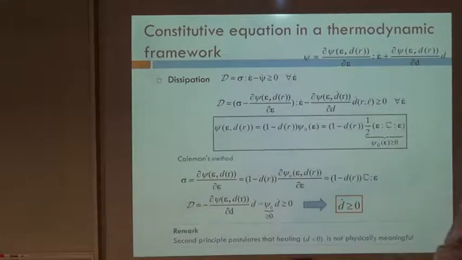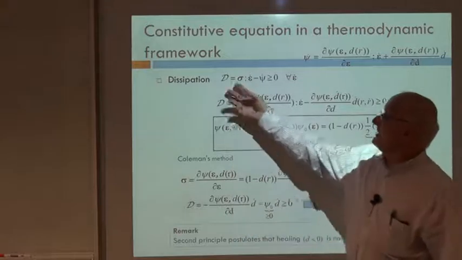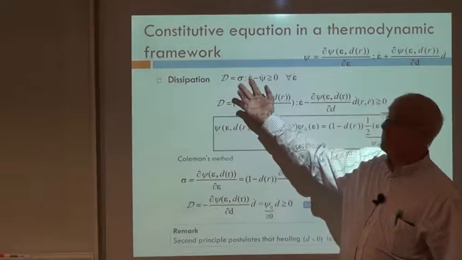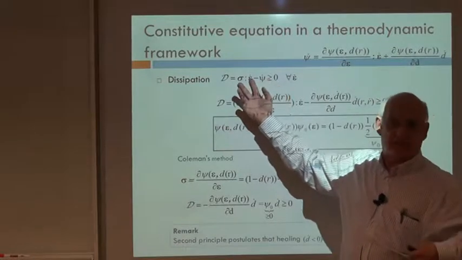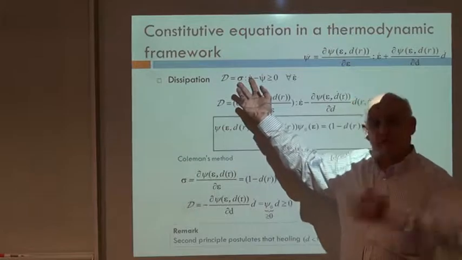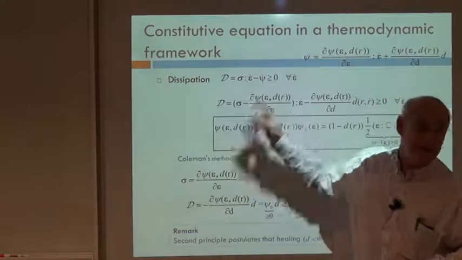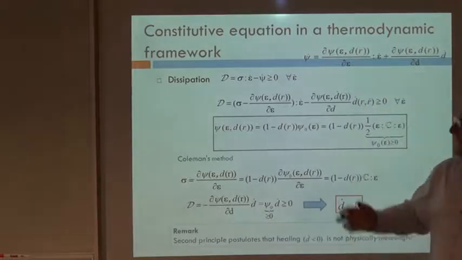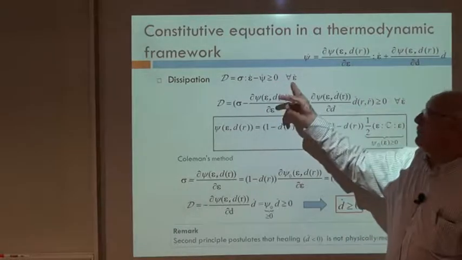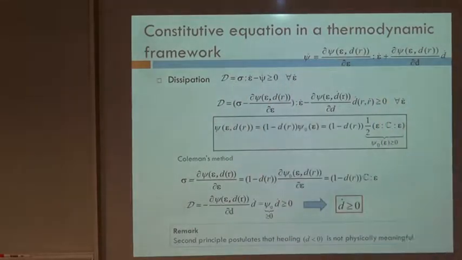Okay, so now let's talk about dissipation. So we are covering what we learned before. The dissipation, neglecting thermal effects, has this form: sigma times epsilon dot, the stress power, minus phi dot, the stored energy. That means the power per unit of time and unit of volume that enters the material, minus phi dot, which is the energy stored in the material per unit of time and unit of volume. And that has to be greater than 0 for any epsilon dot. Never forget this. That's what the second principle of thermodynamics says.